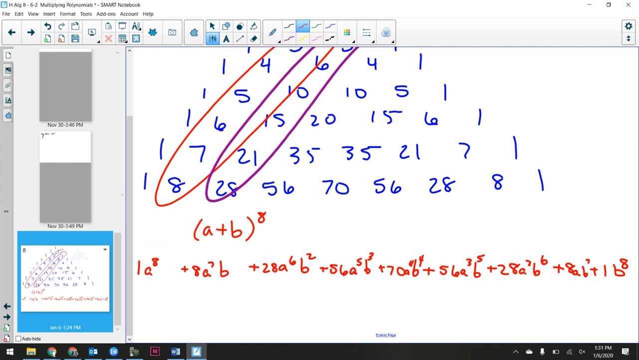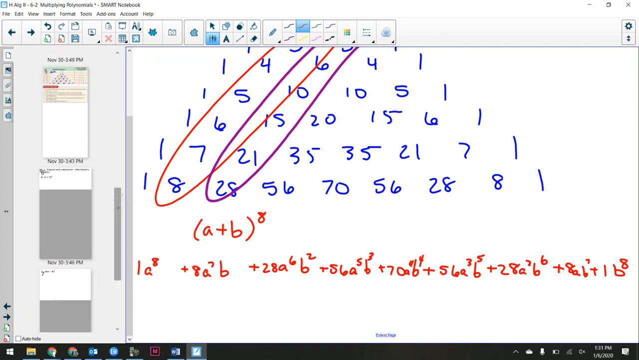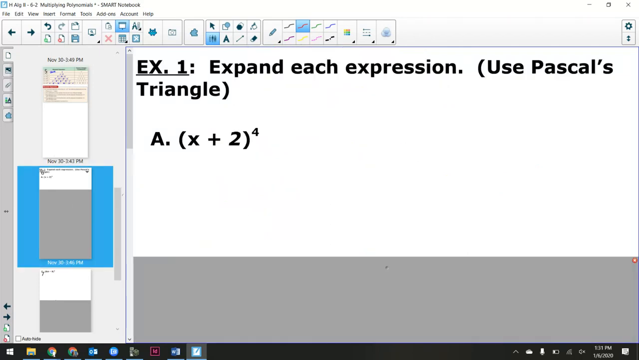Now, could I have done this just expanding it out by hand? Of course. So this is just kind of like a trick that you could do when it's a binomial raised to a certain power. So let's start here with x plus 2 to the 4th. We just did x plus 4 to the 4th, right? So we know how much time that's going to take. So what we need right now is the 4th row of Pascal's triangle.